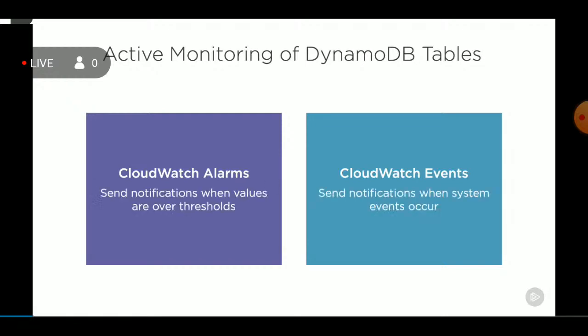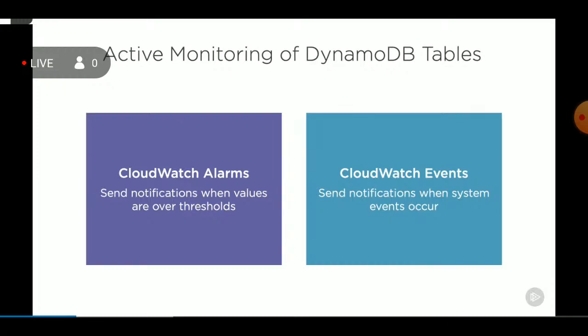CloudWatch alarms attempt to utilize available DynamoDB metrics to deliver alerts to various endpoints. These endpoints can range from an email address to an HTTP endpoint. CloudWatch alarms use the same metrics as we've learned in the previous clip. CloudWatch events, on the other hand, send system events such as table creation or table deletion events. CloudWatch events can use the same endpoints to send these notifications to.